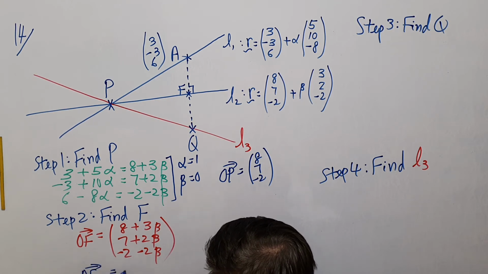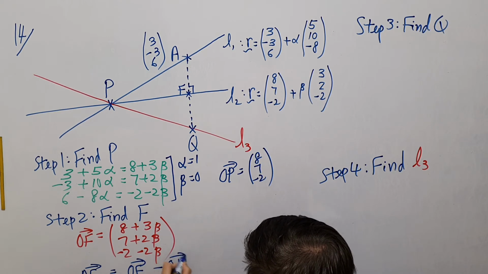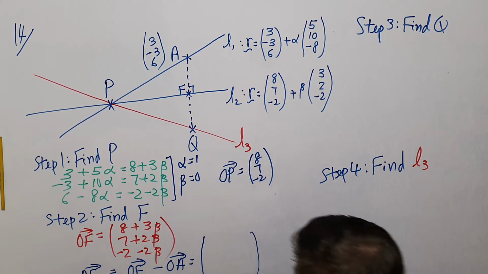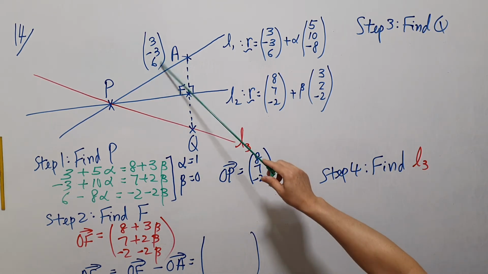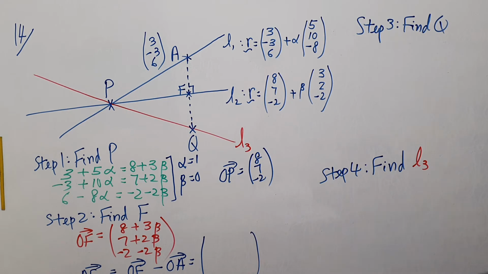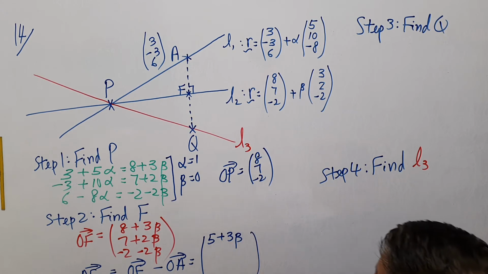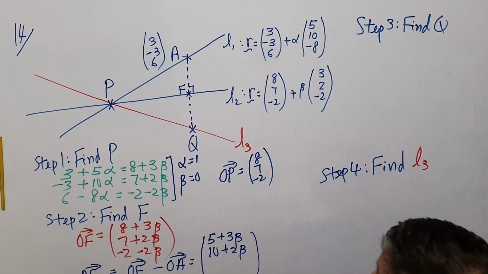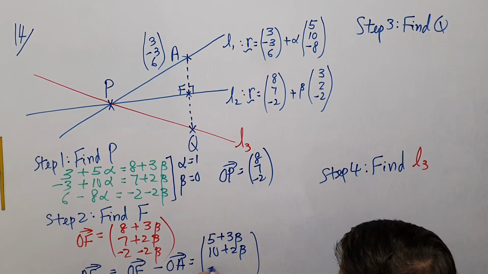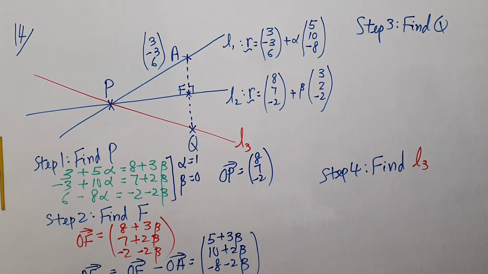How do you find the vector AF? AF is actually OF minus OA. And what is OF minus OA? You take the vector OF in red color minus this OA. You take the subtraction, you're going to get 5 plus 3 beta, 10 plus 2 beta, and then minus 8 minus 2 beta. Right? Why do you think I want to find the vector AF?